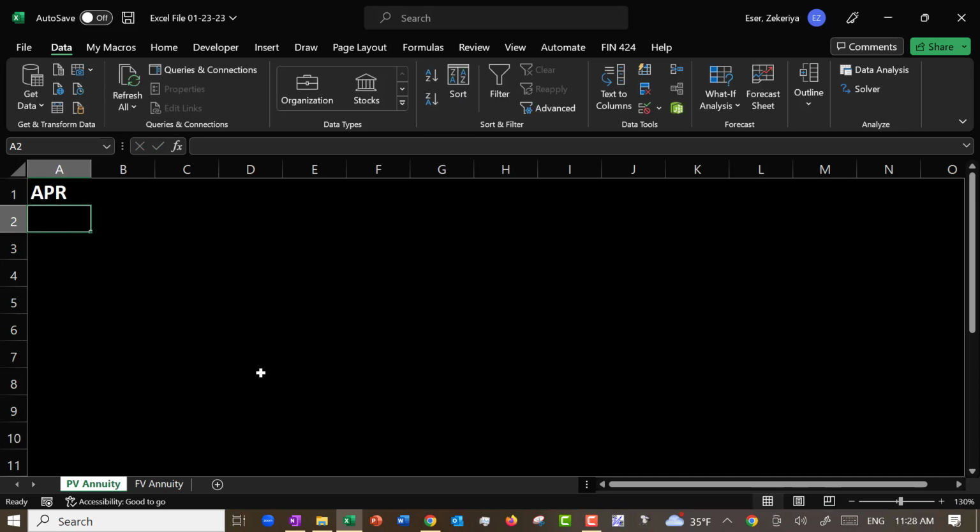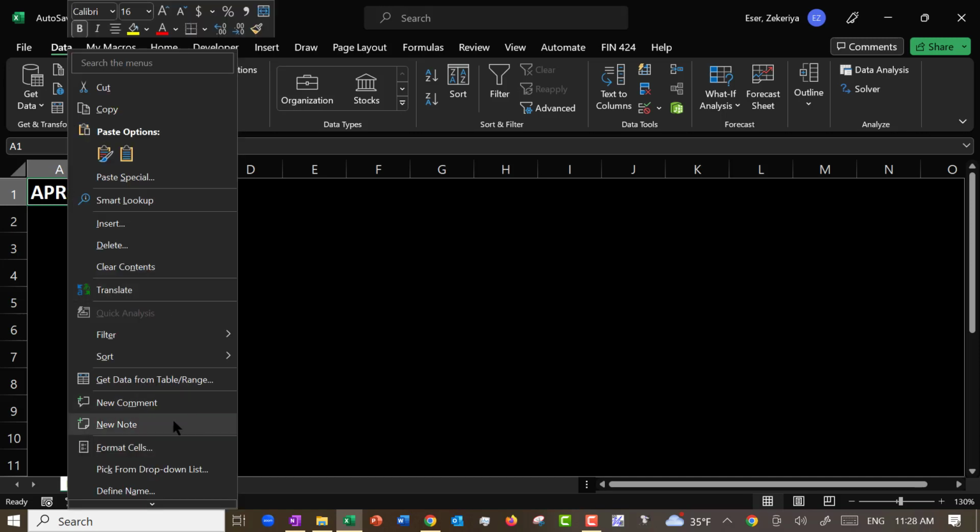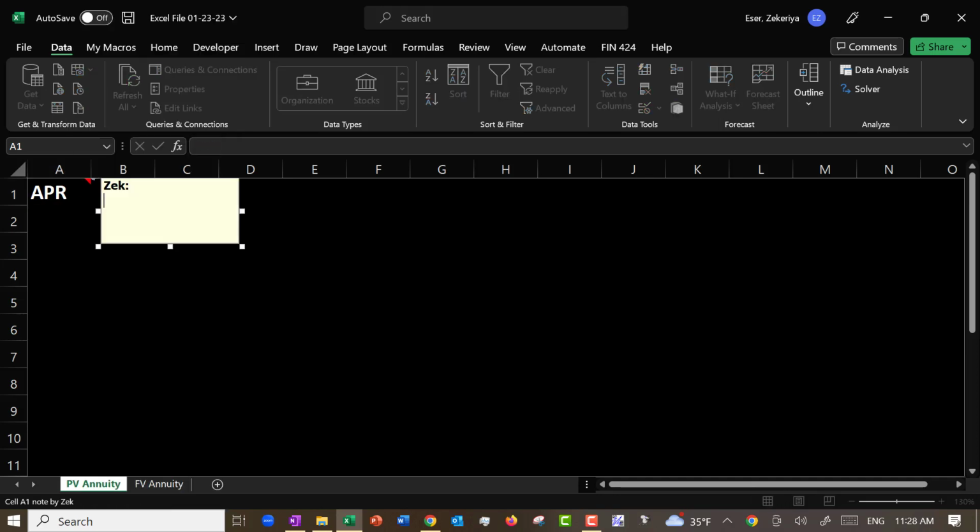APR. If you want, when you build templates, it may not be a bad idea to link a note to that cell so that the user who hasn't seen you do it has a very good idea what that is. When you want to add a note to a cell, right click. You can add a comment or notes. And this is the annual percentage rate.